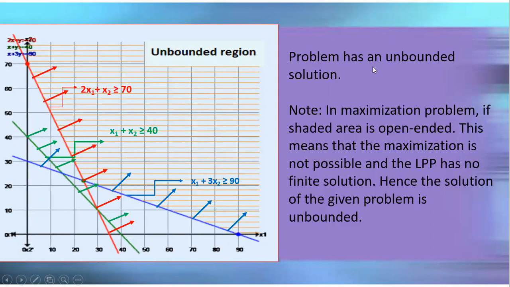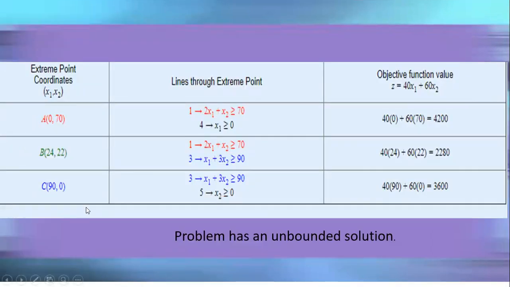If you see here, the problem has an unbounded solution. In a maximization problem, if the shaded area is open-ended, this means that maximization is not possible and the LPP has no finite solution. Hence, the solution for the given problem is an unbounded region. Maximization means it can take this coordinate or this or this, so it is not possible to get a particular solution. If you take the coordinates and get the Z value, the problem has an unbounded solution because it can extend to any point.